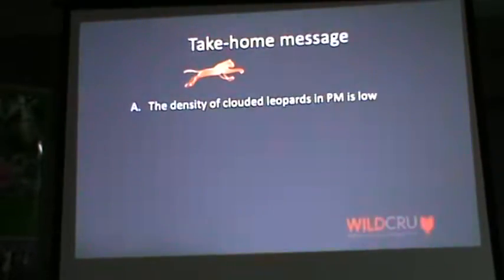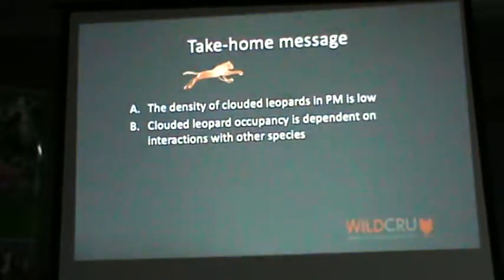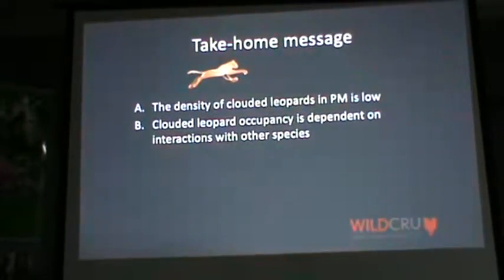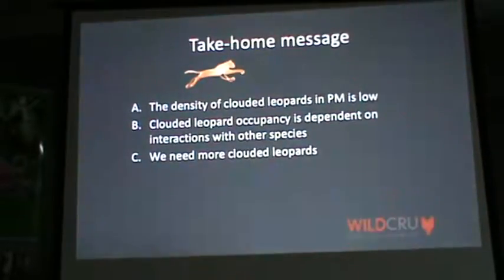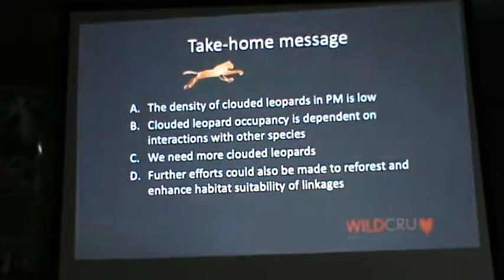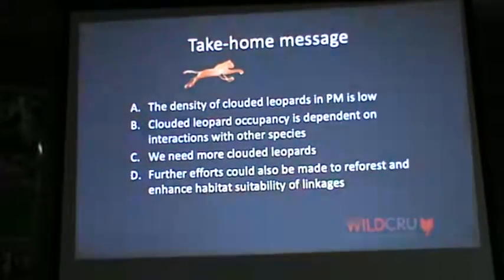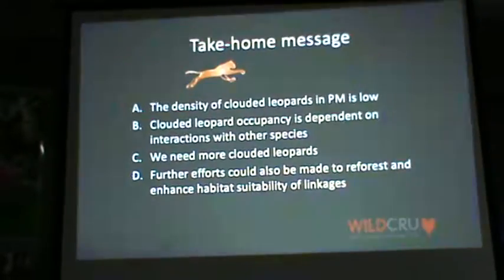To take home, let's see what we've got. The density of clouded leopards in Peninsular Malaysia is low. Clouded leopard occupancy or habitat use is dependent on interactions with other species. We need more clouded leopards, or further efforts should be made to reforest and improve the habitat suitability of our linkages in Peninsular Malaysia.